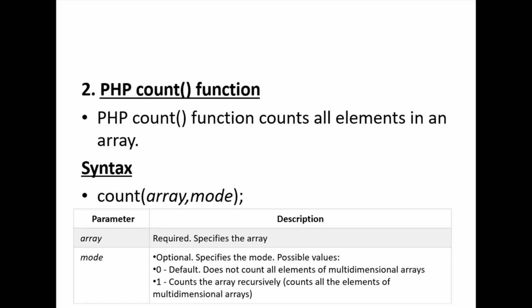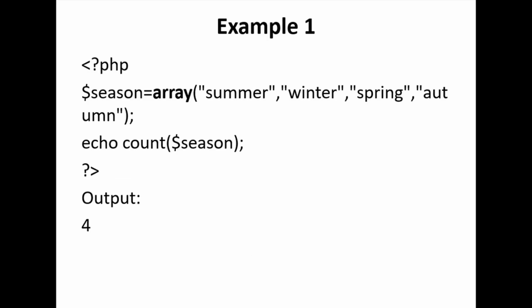And then mode, it is an optional field. It specifies the mode. Possible values are 0 and 1. 0 is the default, which means it does not count all the elements of multidimensional arrays. And 1 means count the arrays recursively, counting all the elements of multidimensional arrays.